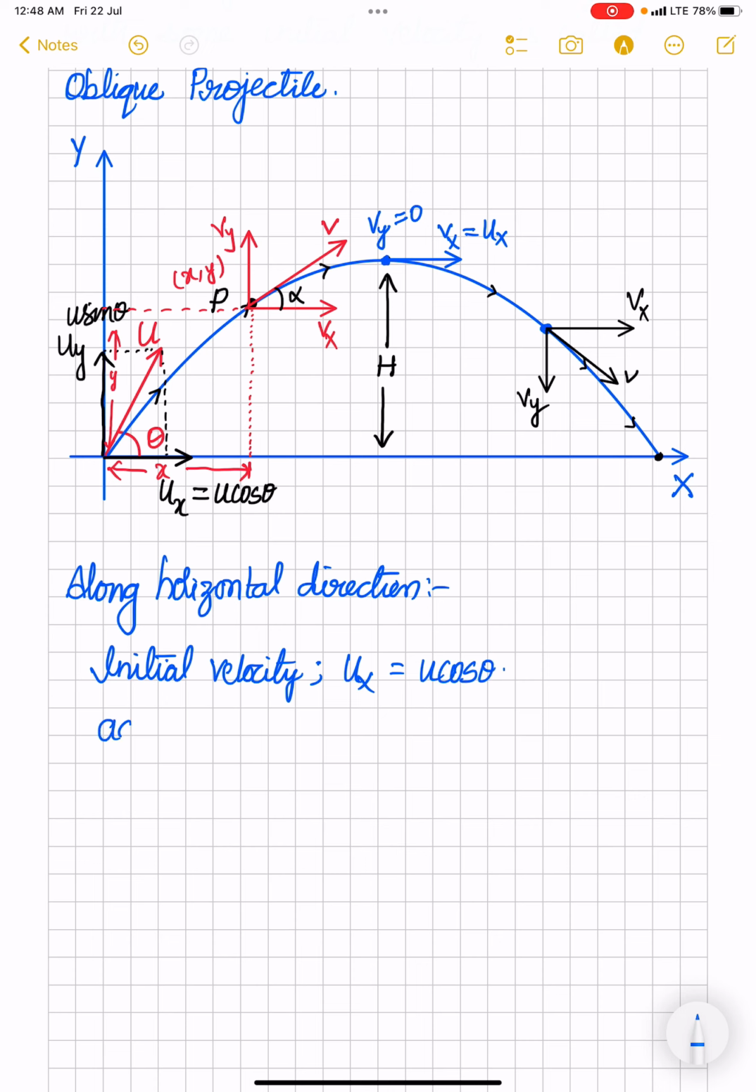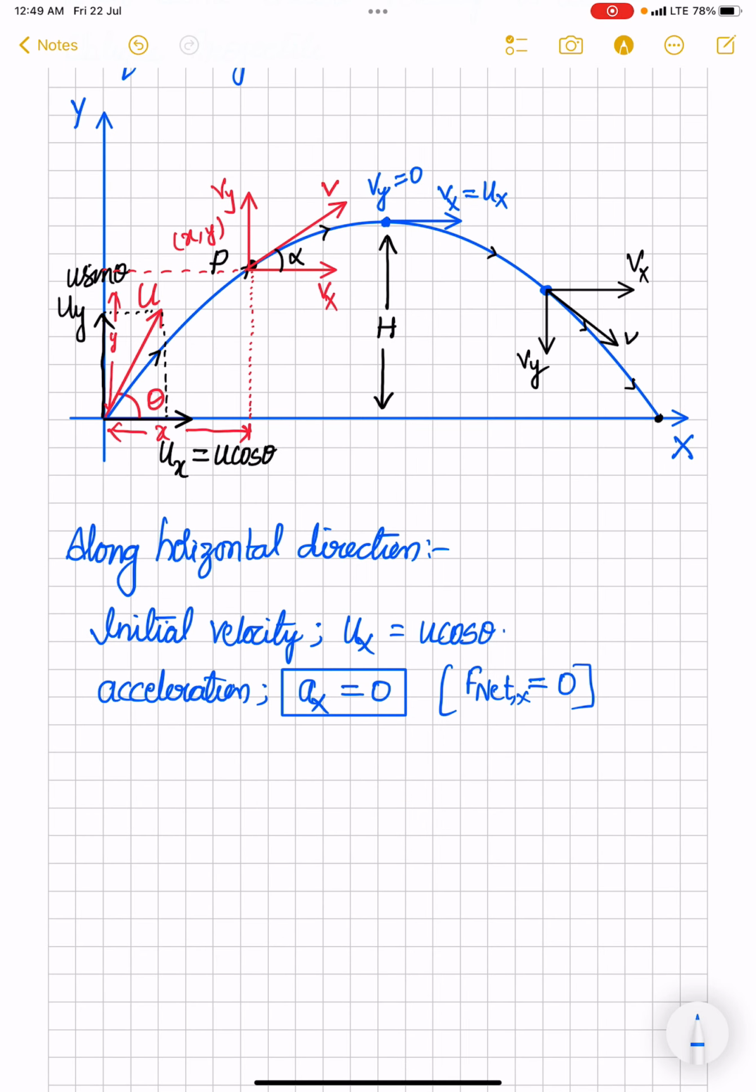And then acceleration. Here the acceleration of the particle along the x-axis, ax, will be 0, because the net force along the horizontal direction is 0. Since the net force along the horizontal direction is 0 for the projectile, the particle will have 0 acceleration along the x-axis. Is that clear? So done now. Let us go into our concept straight away.